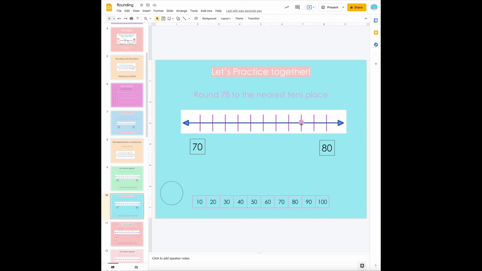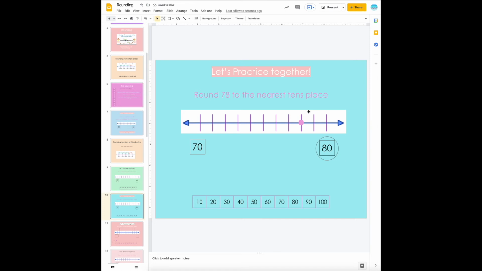All right, so we're going to start at 78. We're going to go down first. So we go 1, 2, 3, 4, 5, 6, 7, 8. So it takes 8 jumps to round down to 70. Let's see how many jumps it takes to round up from 78 to 80. So I start here and I go 1, 2. So 2 jumps is a little bit closer than 8. So we're going to go ahead and round to 80 because it's closest.